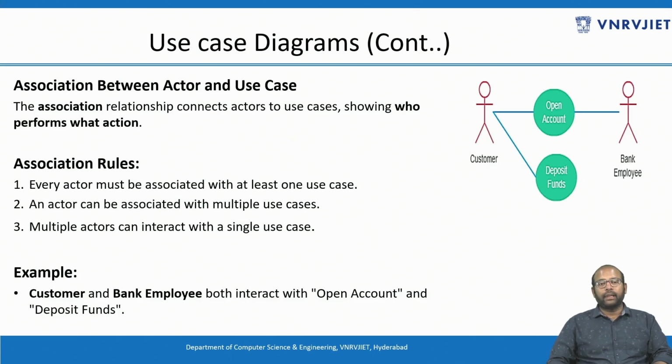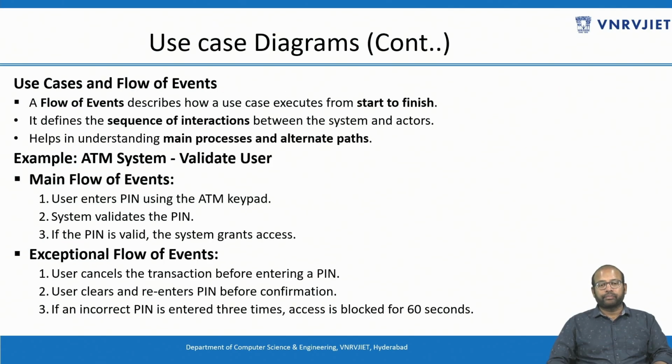So that will be represented, and the association rules are: every actor must be associated with at least one use case, an actor can be associated with multiple use cases, and multiple actors can interact with a single use case. That is the cardinality that we have discussed in the previous video. Take an example: a customer and a bank employee both will interact with open account and deposit funds. So both are interacting with that particular operation.